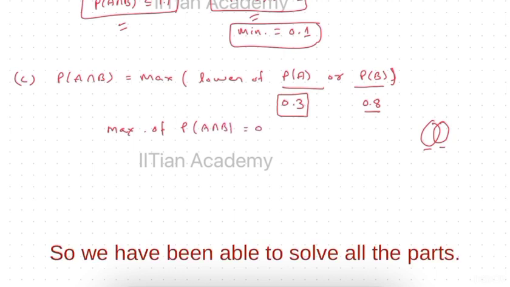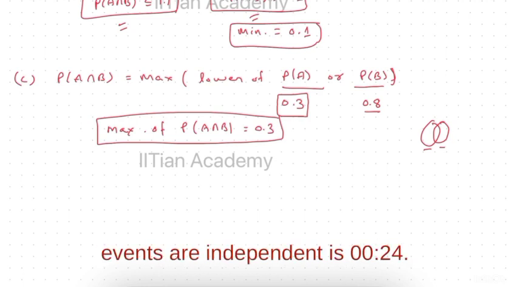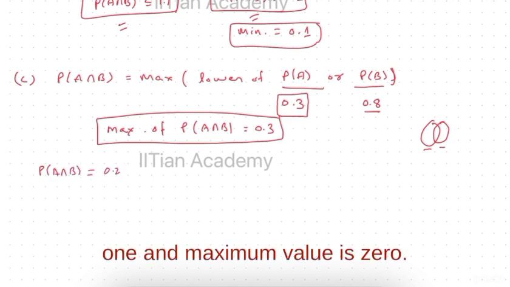So we have been able to solve all the parts. The probability of A intersection B, when the events are independent, is 0.24. The minimum value of A intersection B is 0.1 and the maximum value is 0.3.